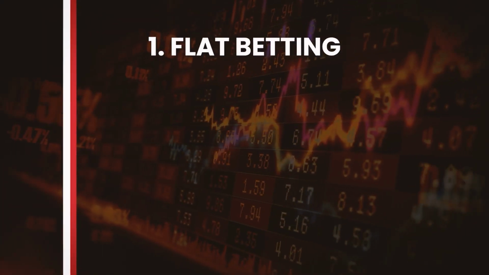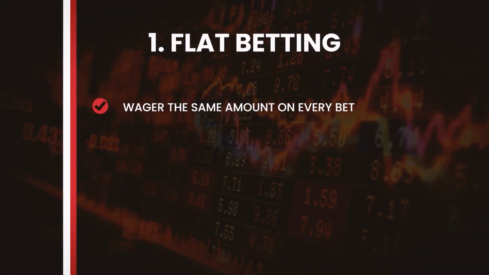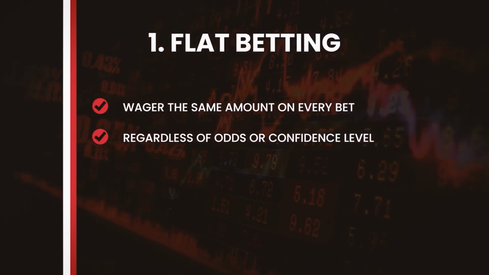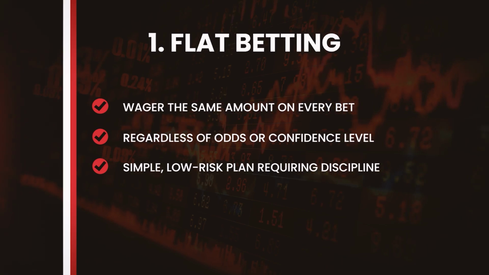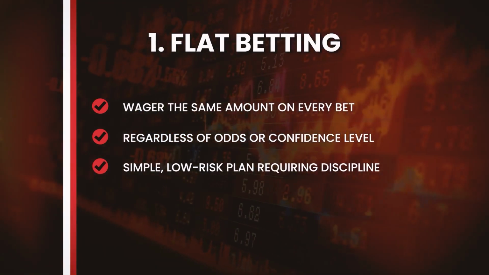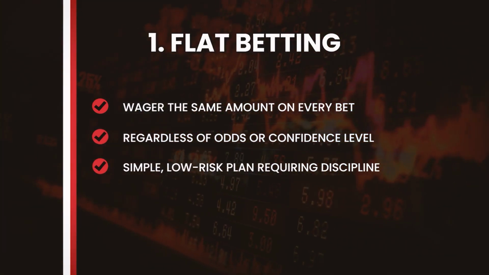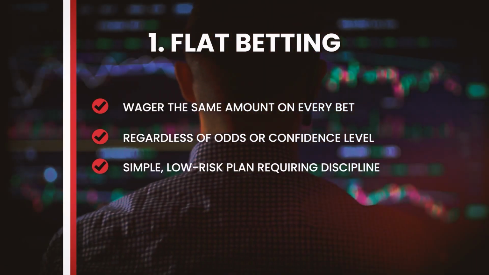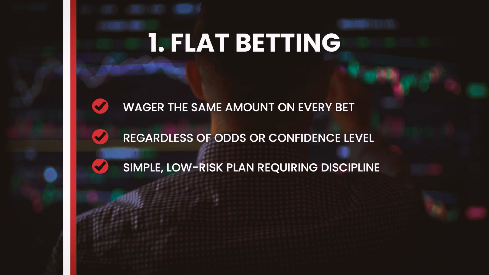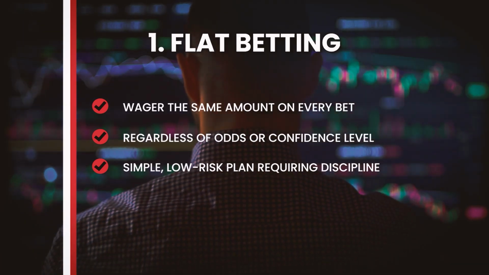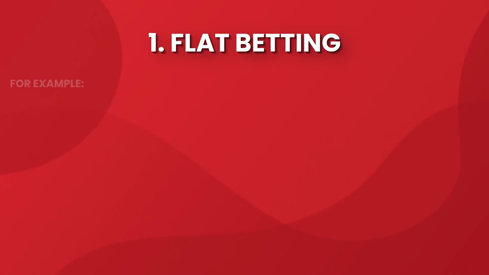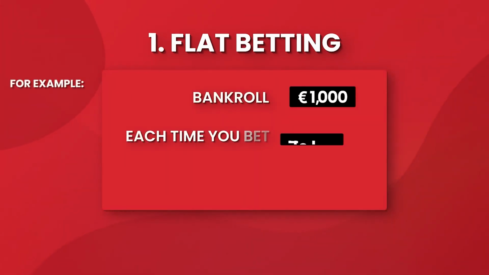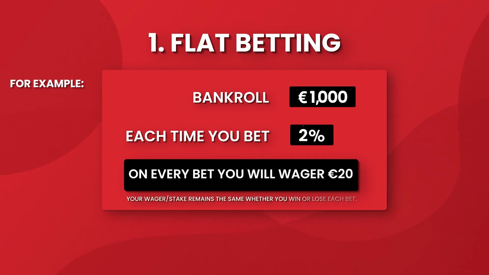Number 1 is flat betting. This is where you wager the same amount on every bet, regardless of odds or confidence level. This plan is simple, low risk, and promotes discipline. Flat betting helps maintain control over your budget and avoids emotional decisions. It is ideal for beginners or anyone wanting consistent exposure without chasing losses or overreacting to winning streaks. For example, if your budget is 1,000 euros and you bet 2% each time, you will wager 20 euros on every bet.